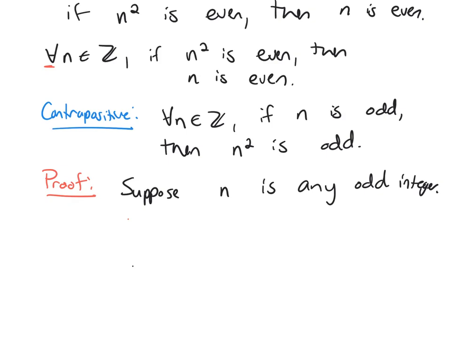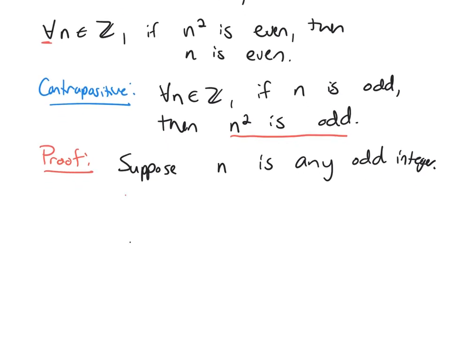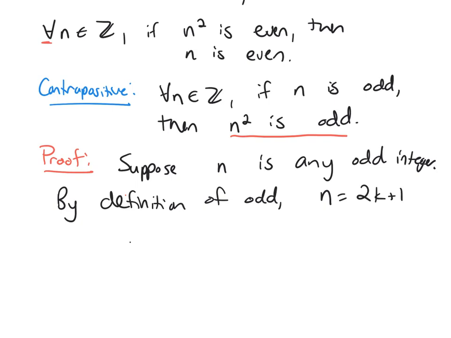What's the conclusion I'm trying to get to? The conclusion I'm trying to get to is n squared is odd. That's what I'm trying to work up to. Well, by definition of odd, n equals 2k plus 1 for some integer k.